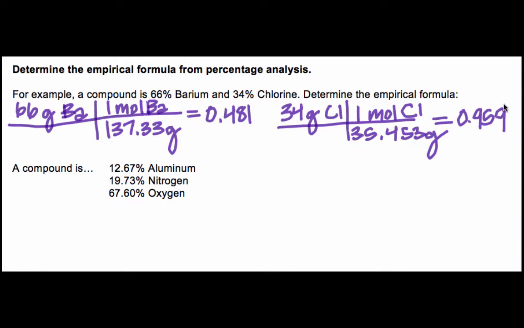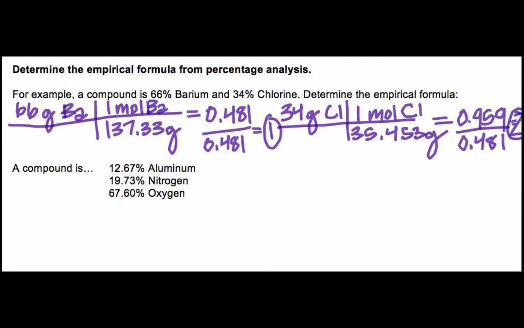The next step we're going to do is divide by least. So all you have to do for this is look at your two numbers and decide which one of them is smaller. And in this case it's barium. So I'm going to divide both of these by 0.481 because that's the smallest of the two numbers. Obviously for barium you don't even need to plug that into your calculator, it's just going to be 1 because you're dividing a number by itself. And for chlorine you're going to get a number that's really close to 2. It's like 1.99, so we're going to go ahead and call that 2.